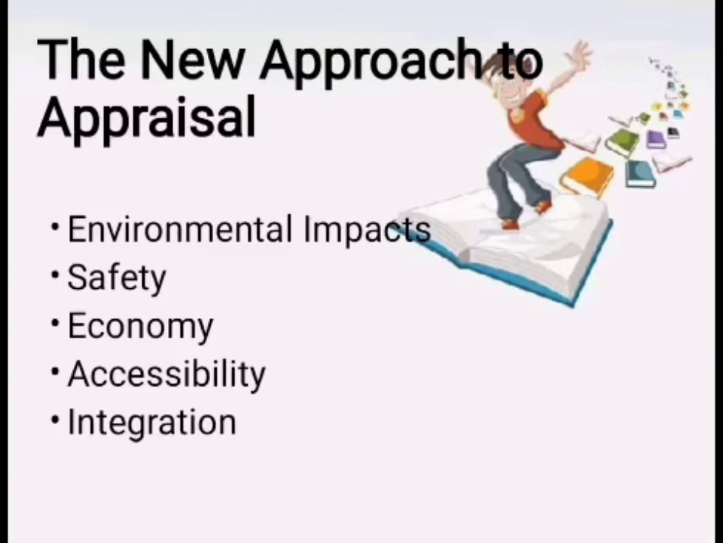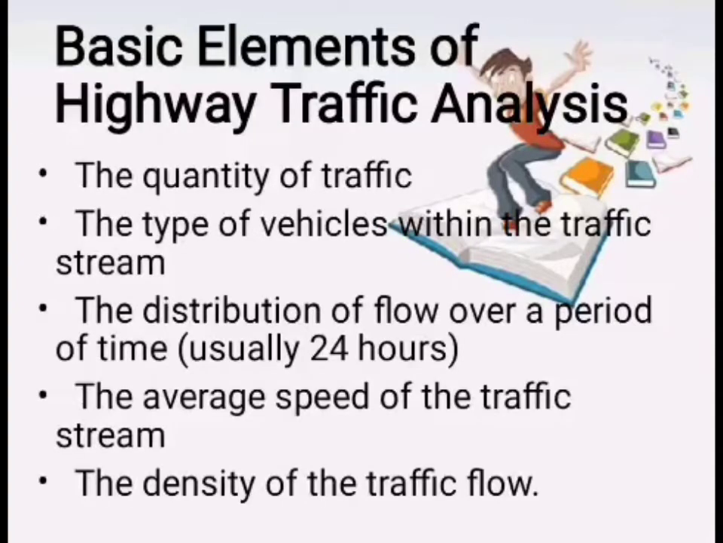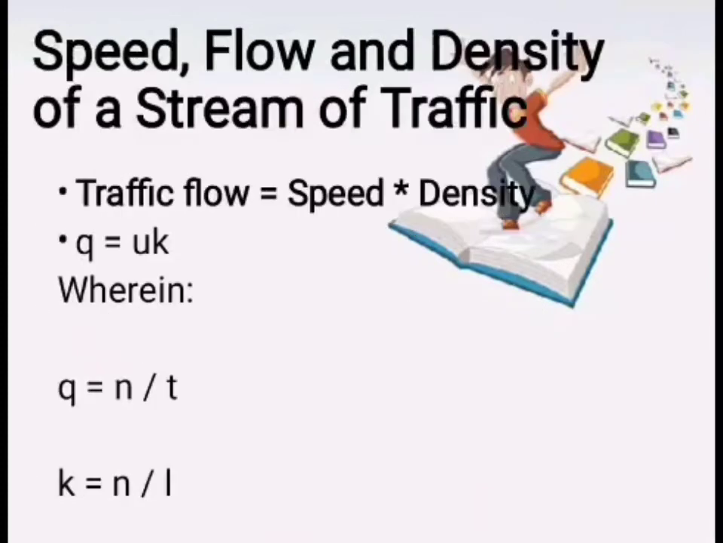The basic element of highway traffic analysis is determining the functional effectiveness, which is measured in terms of the ability to assist and accommodate vehicles. So these are the concepts. For the speed, flow and density of a stream of traffic, the relationship is that traffic flow is equal to speed times density. In the speed-density relationship, as you can see, when density is at 0, there is higher speed.